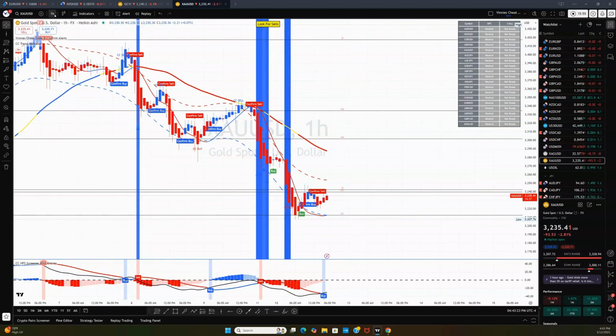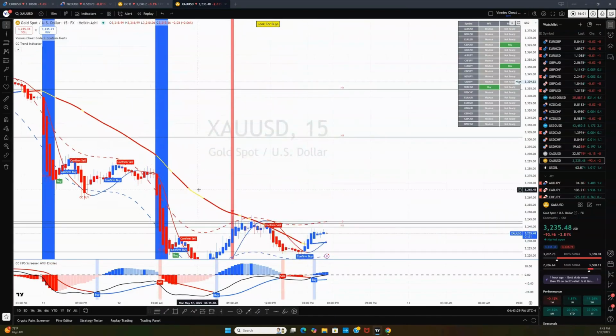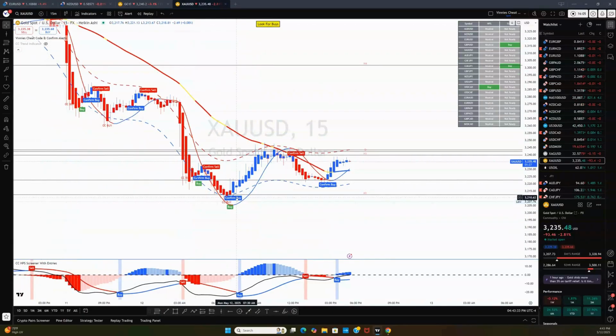Okay, once we had that, all we did is went down to the 15-minute time frame. On the 15-minute time frame, what did we do? Very, very simply, we wait for a confirmation buy. Got a confirmation buy. We entered this in trade, took it up to this next level, and we had a winning trade today on gold. Okay.